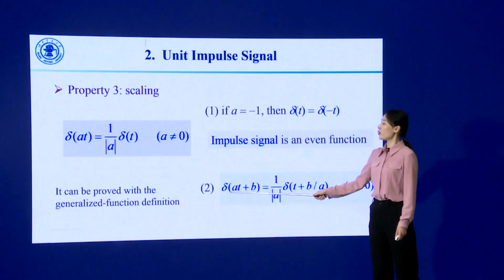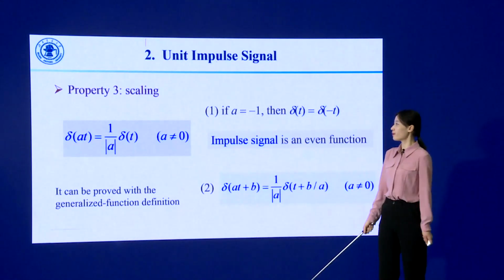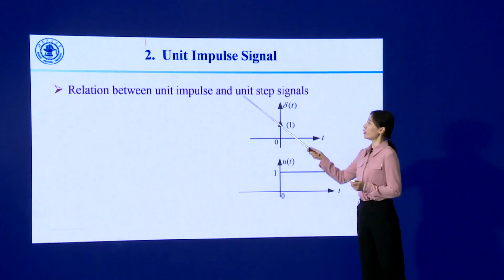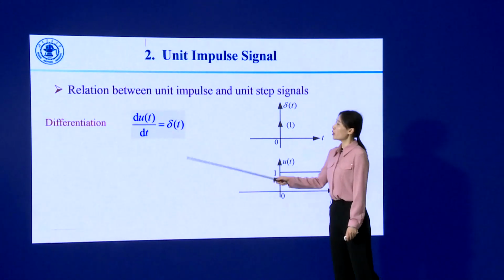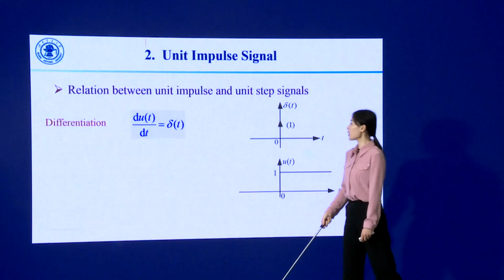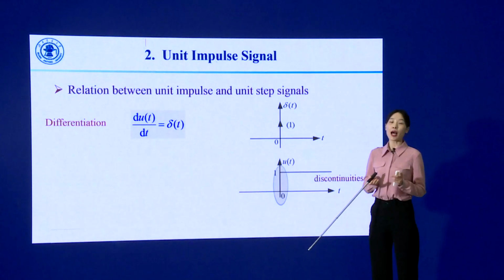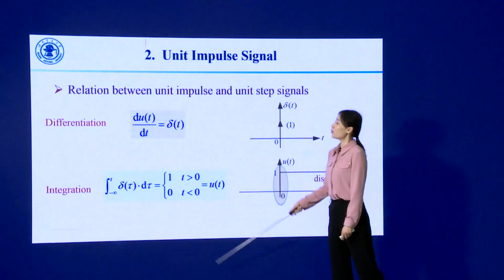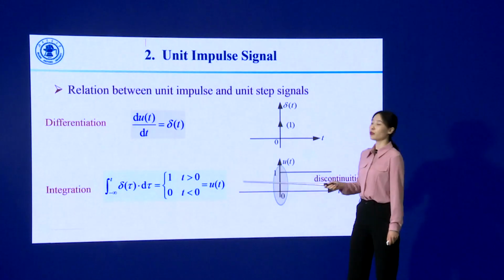In this equation, we give the scaling property by adding the time shifting. Now let's give the relation between the unit impulse signal and the unit step signal. When we do differentiation on u of t, we get delta of t. That is, for these discontinuities, the derivative can be represented using the delta of t signal. And when we do integration on delta of t, we can get u of t.